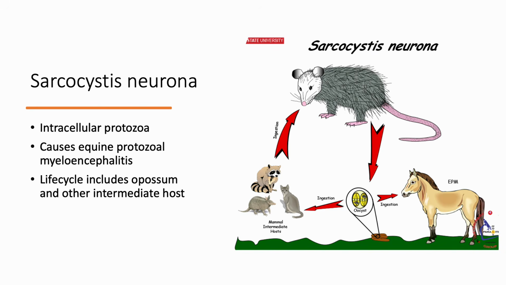Our next protozoa is Sarcocystis neurona. This is an intracellular protozoa that causes the equine protozoal myeloencephalitis. And that disease in horses is sometimes abbreviated as EPM. And this parasite includes a possum as well as other intermediate hosts in its life cycle.